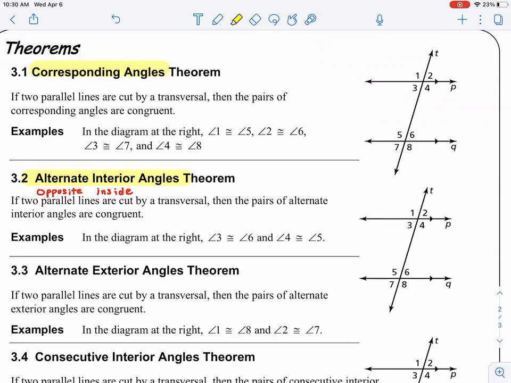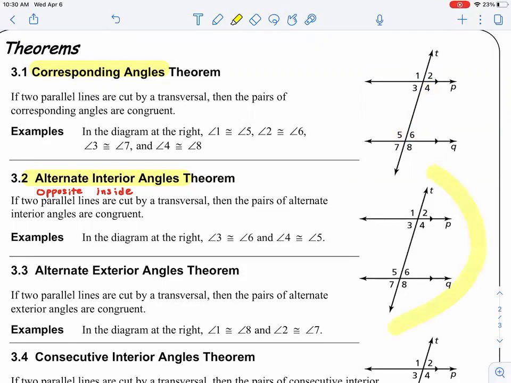So, for example, angle 3 and angle 6 are alternate interior angles. They're on opposite sides, okay? The 3 is on the left, the 6 is on the right, and they're on the inside, as opposed to like 1 and 2 would be on the outside, okay? So alternate interior means they're on opposite sides and on the inside. And you have other pairs like 4 and 6. Those are also alternate interior angles. They're on opposite sides and they're on the inside.